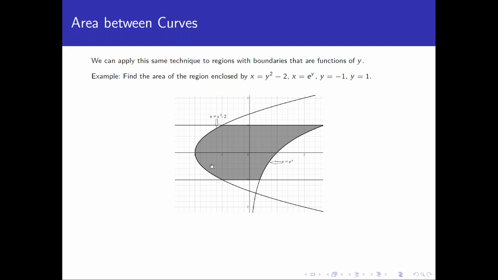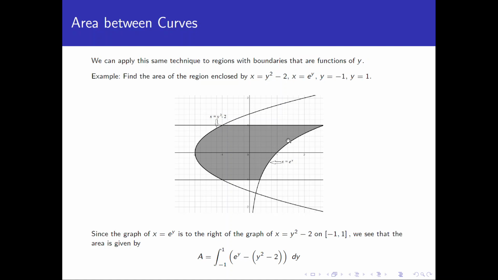So instead, we integrate with respect to y, slicing it horizontally rather than vertically. Notice we get the same right bounding curve and the same left bounding curve for the entire region. So I can set up one integral to do this. So just restated here, the graph of x equals e to the y is to the right of the graph of x equals y squared minus 2 over the entire interval.